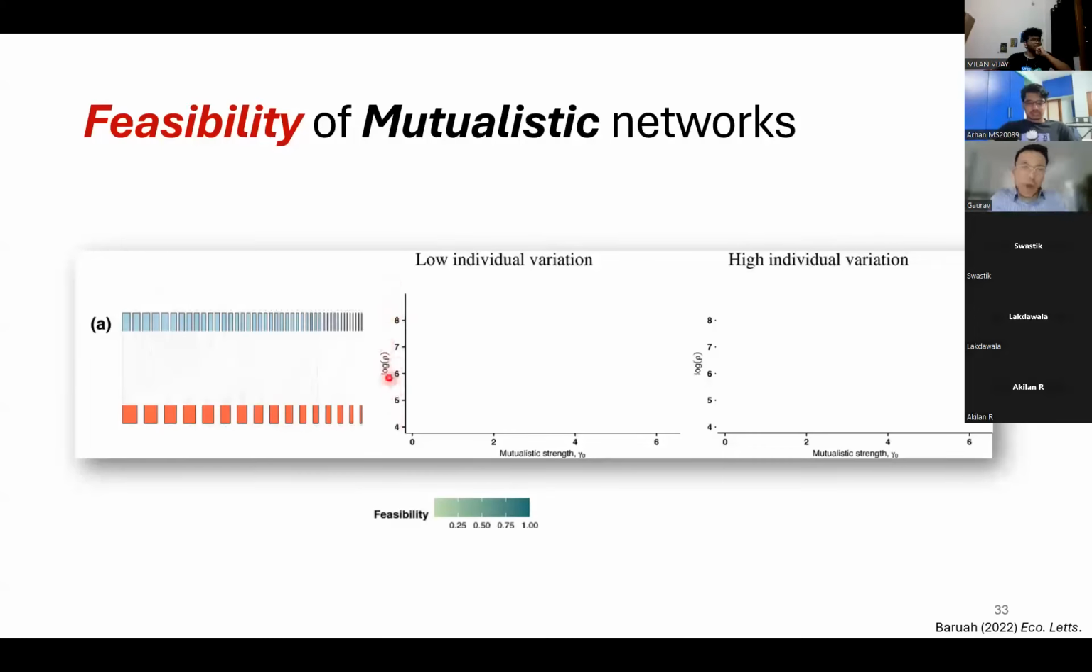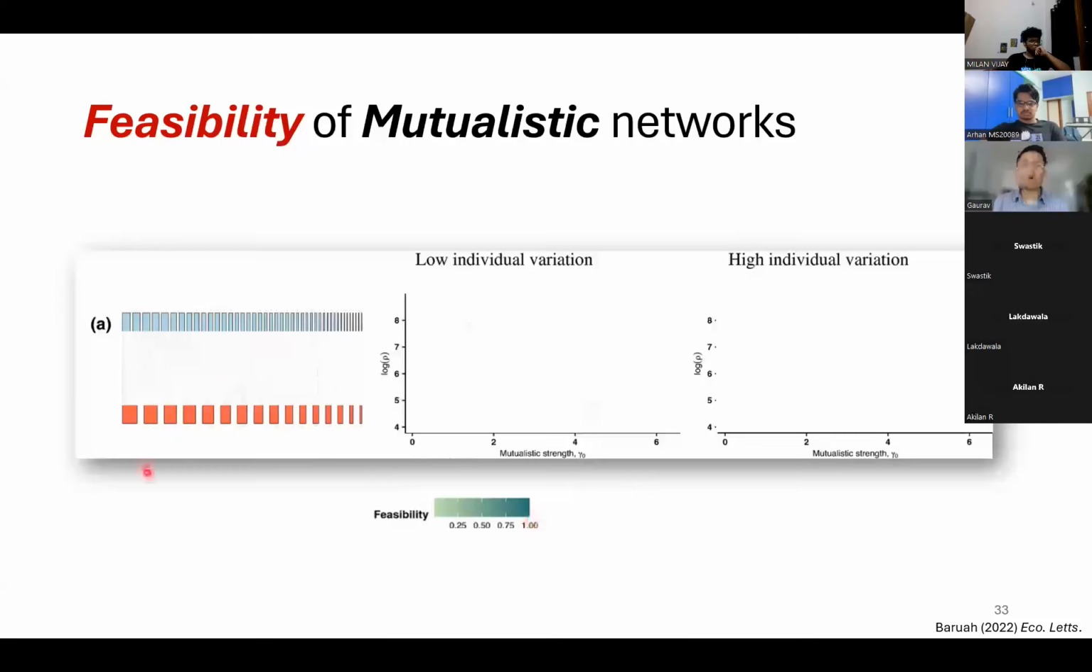So here on the y-axis is rho, which is a parameter that captures the strength of species competition, basically competition within a guild. And on the x-axis is the average mutualistic strength, which captures competition across guilds. Zero means low, 6 means high. Again, 4 means low, 8 means high. And this is for this particular network.